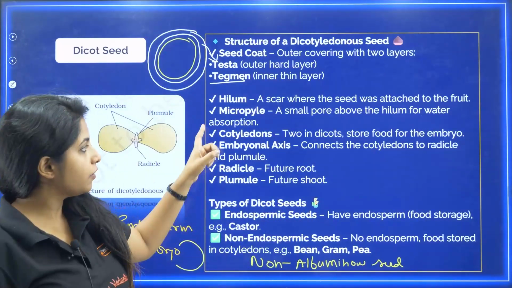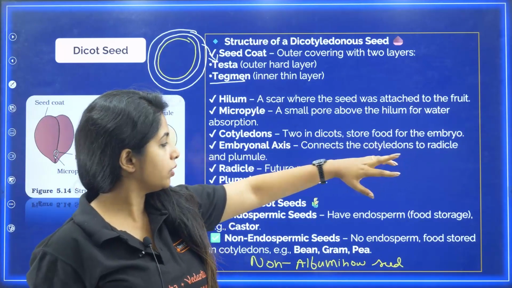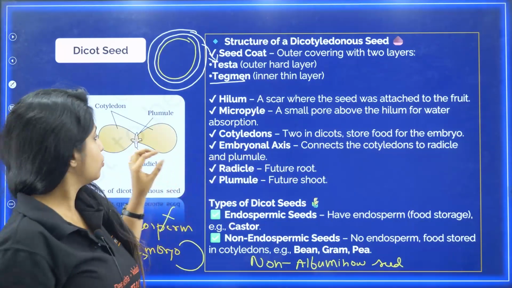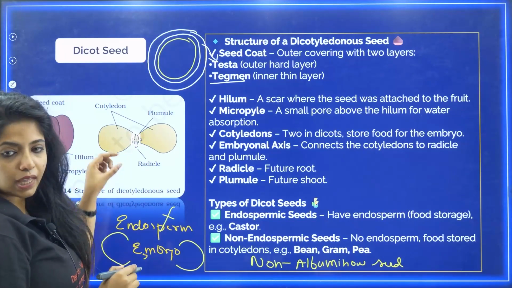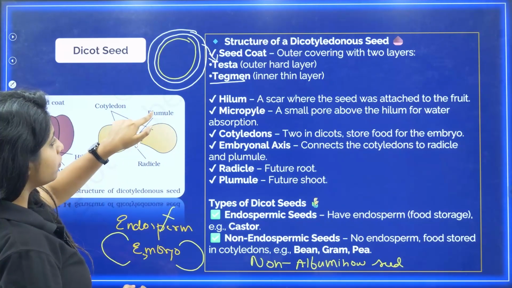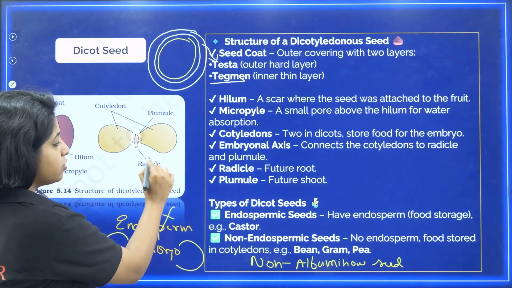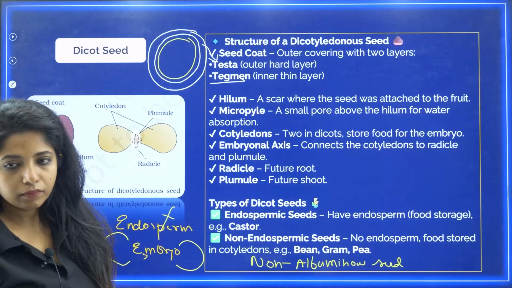Now you have two cotyledons, in a dicot, that store food for the embryo, and the embryonal axis is there. So in between the two cotyledons you have an embryonal axis, my dear children. At this embryonal axis you will have the plumule, which will give rise to the shoot, and a radicle, which will give rise to the future root.